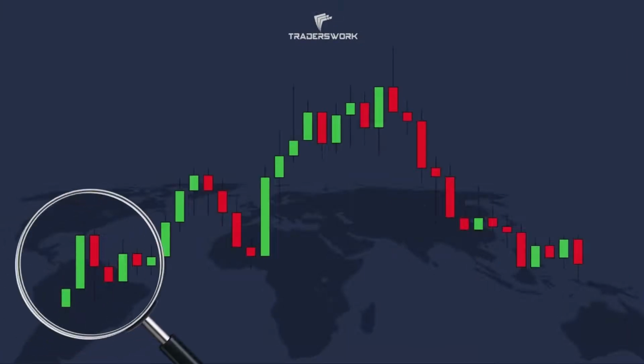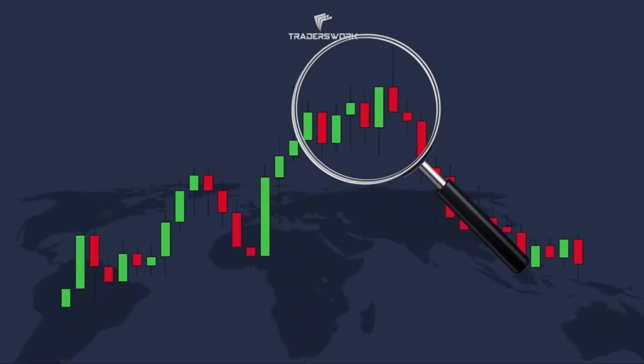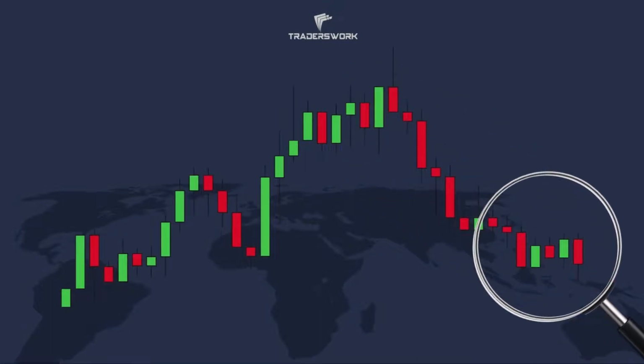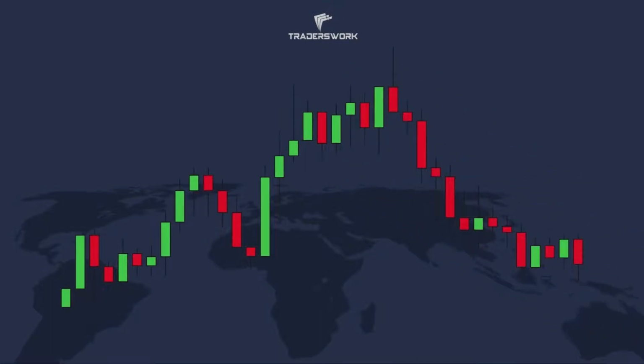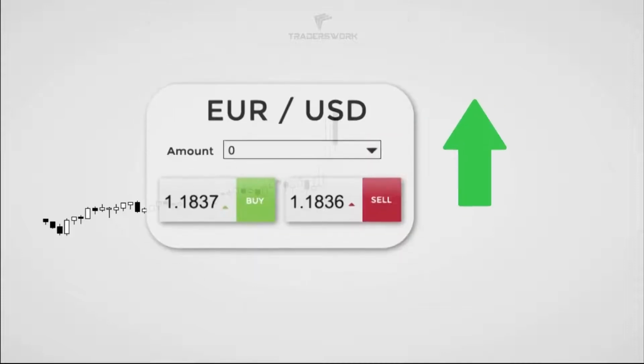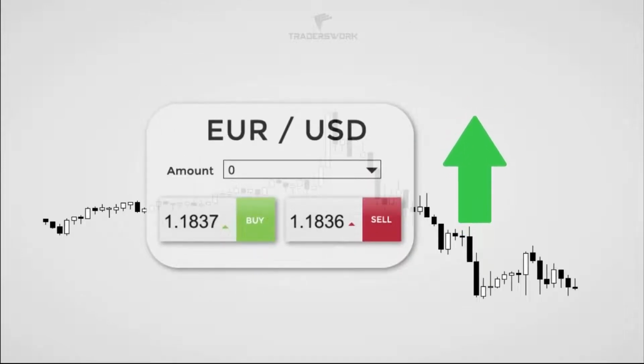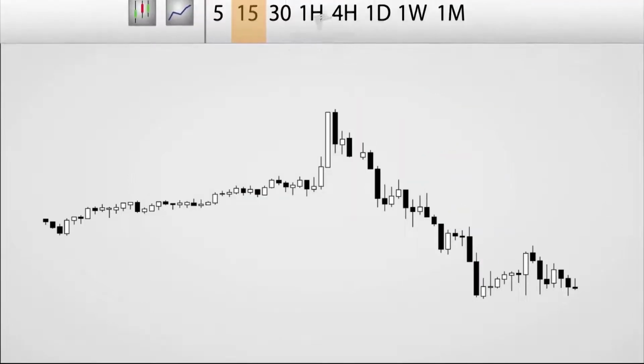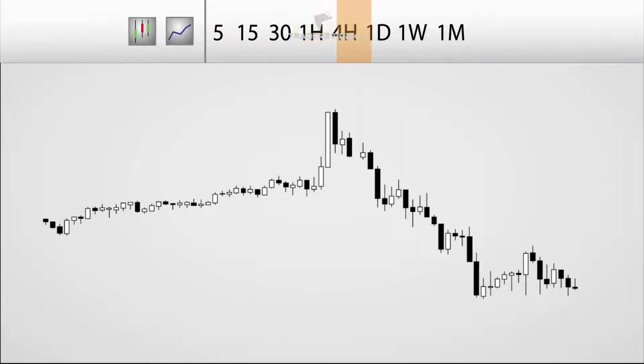Being able to read a candlestick chart is essential when performing technical analysis. Firstly, you need to understand what candlesticks are. A candlestick will show you if the price of an instrument went up or down. You have the ability to see candlesticks over different time frames.